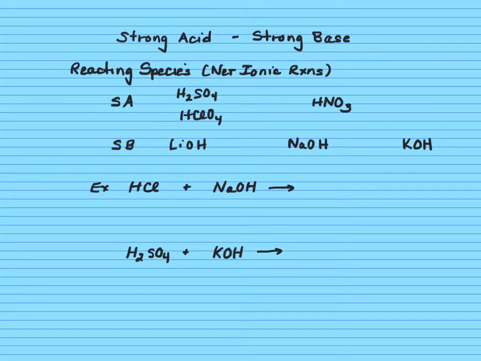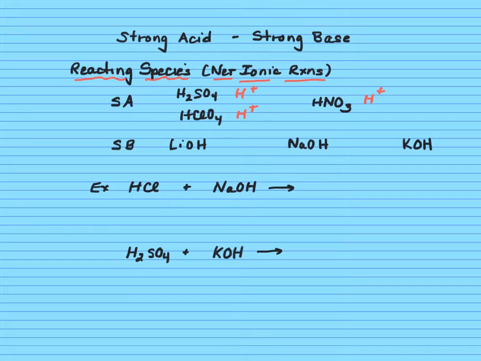Let's look at what happens when we add a strong acid and a strong base. We're going to be talking about writing net ionic equations here. So the first thing we're going to do is introduce a term called reacting species. When a strong acid reacts, what is actually reacting and what's going to be a spectator ion? Since strong acids completely dissociate in solution, the reacting species for every strong acid is simply H+.